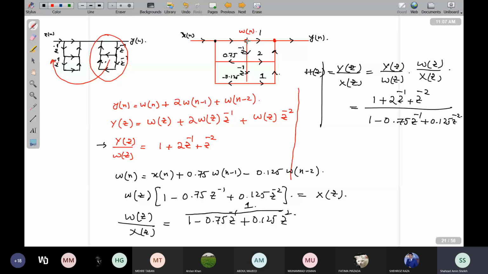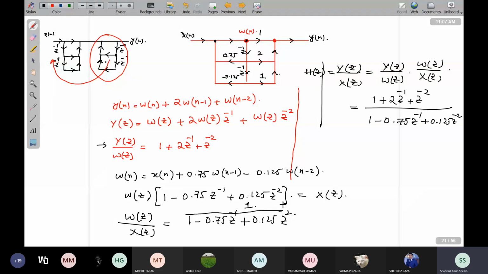Similarly, I can take w of n as the output and x of n as the input. So w of n will be equal to x of n plus w of n minus 1 being multiplied with 0.75, plus w of n minus 2 being multiplied with minus 0.125 and being added. So that's the equation. W of n is equal to x of n plus 0.75 w of n minus 1 minus 0.125 w of n minus 2, and when we get the z transform of that, we will be getting W of z times 1 minus 0.75 z minus 1 plus 0.125 z minus 2, and that would be equal to X of z.